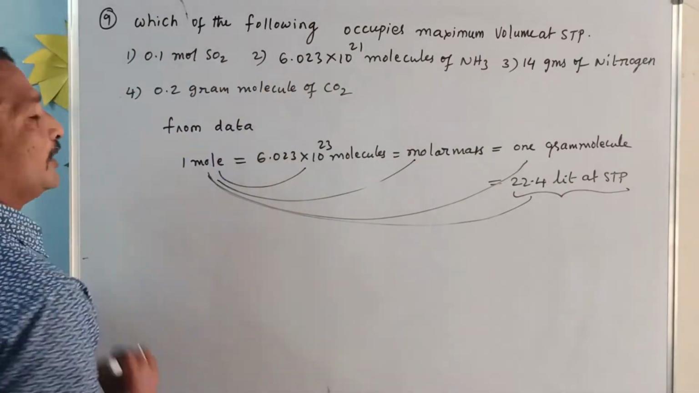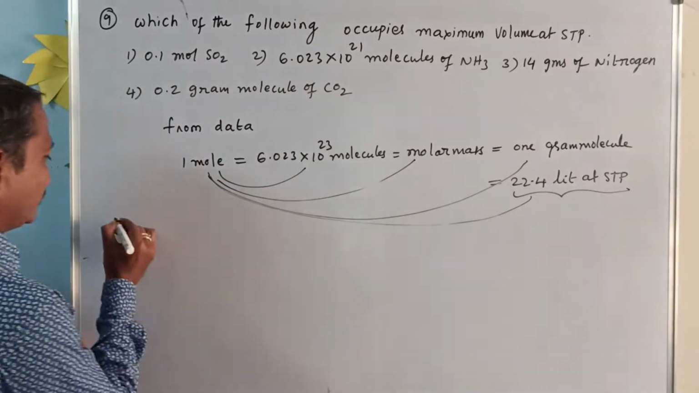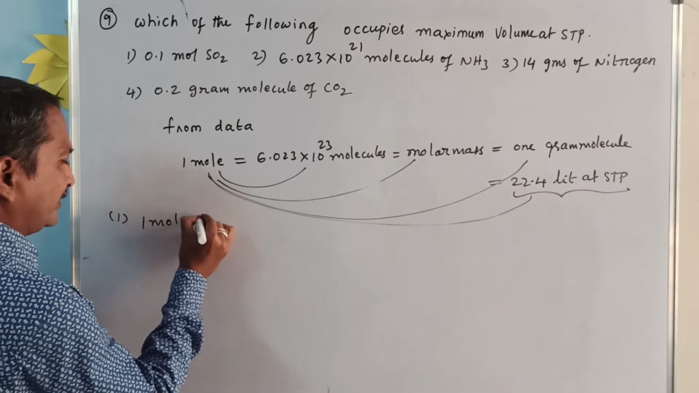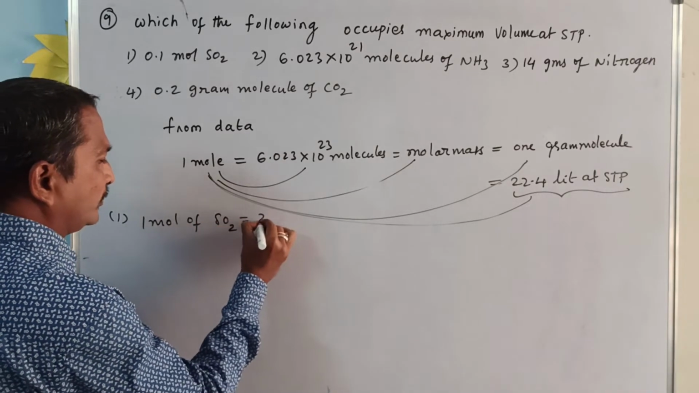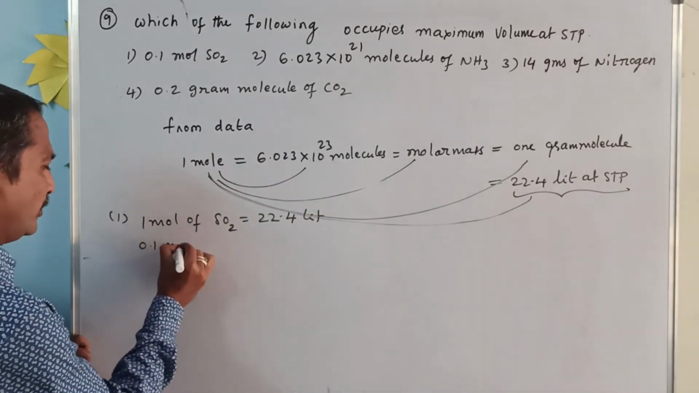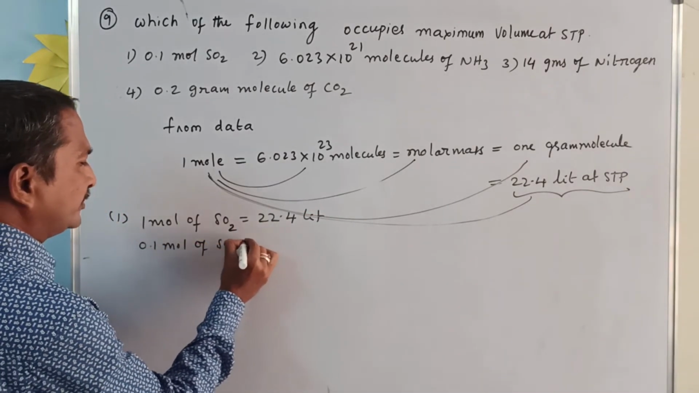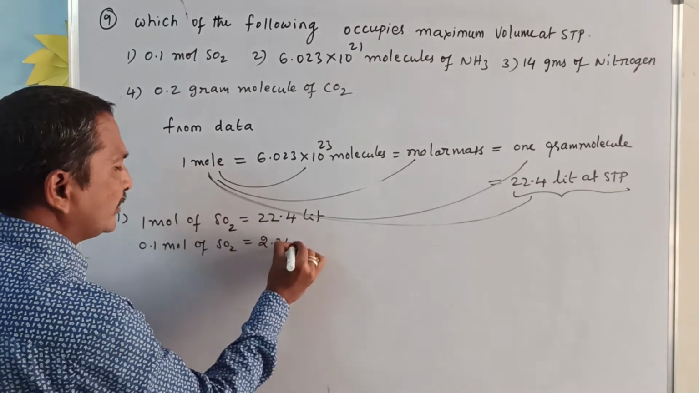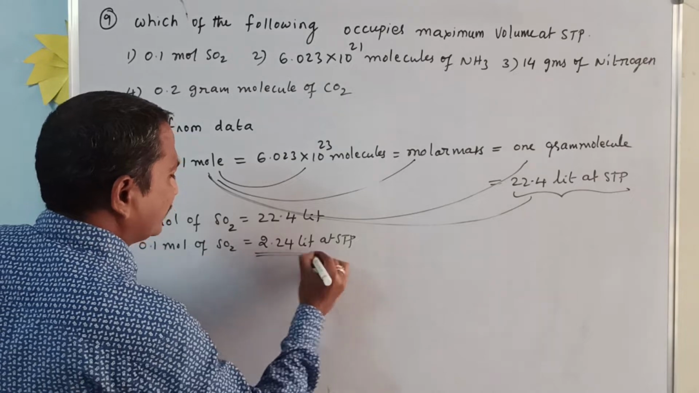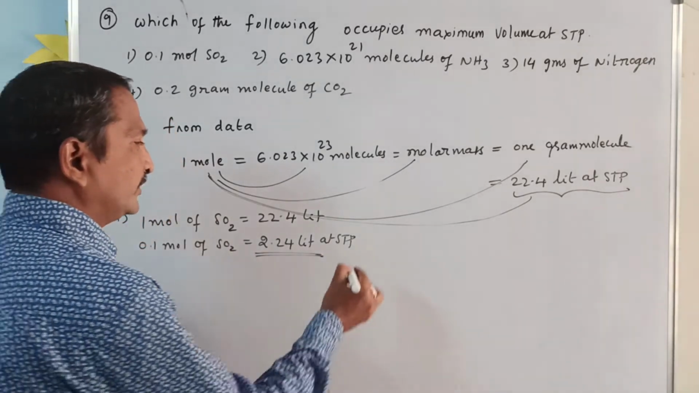See, 0.1 mole of SO2. First one. 1 mole of SO2 is equal to 22.4 liters. Therefore, 0.1 mole of SO2 is equal to how much volume? 2.24 liters at STP. Clear? So, first option is 2.24 liters.